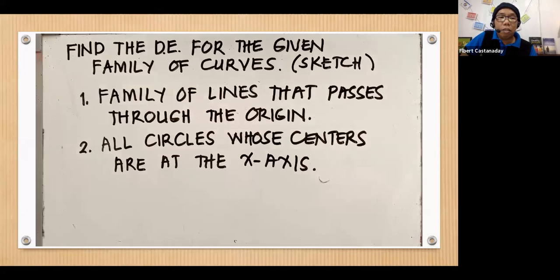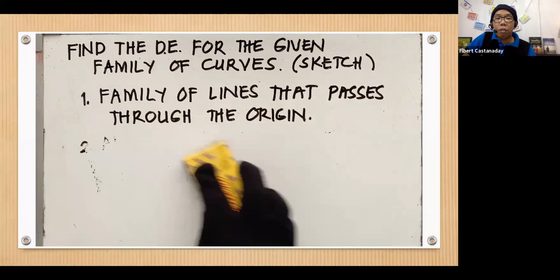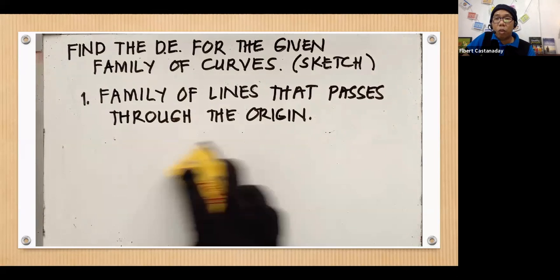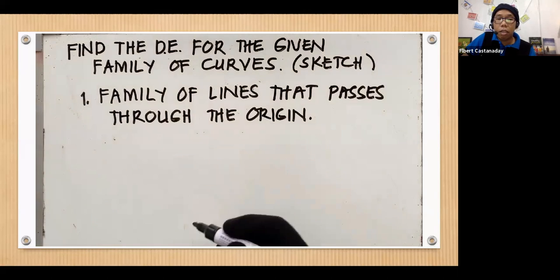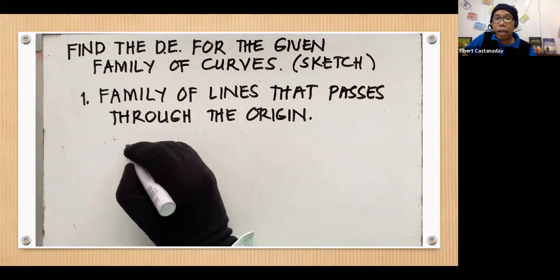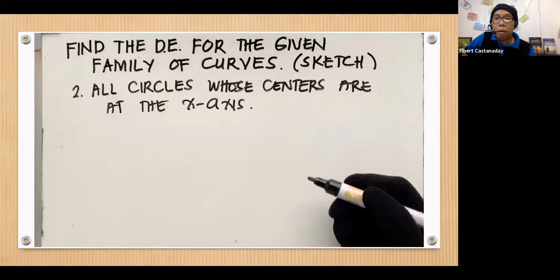Let's start with example number 1, a family of lines that passes through the origin. So i-drawing mo muna or alalahanin mo yung equation ng lines. Ano ba yung mga equation ng lines natin prior to sketching it. And then remove mo kung ano yung mga fix na dyan.